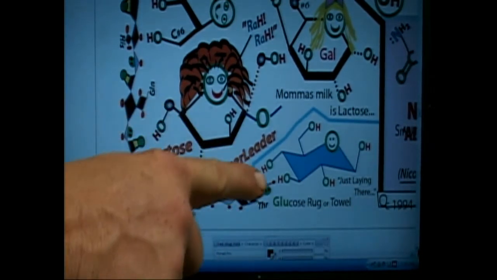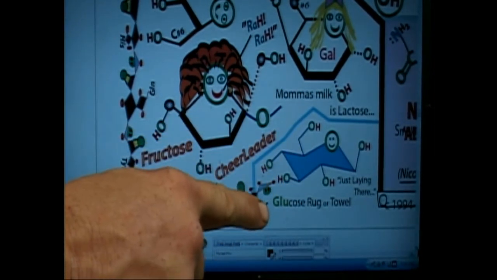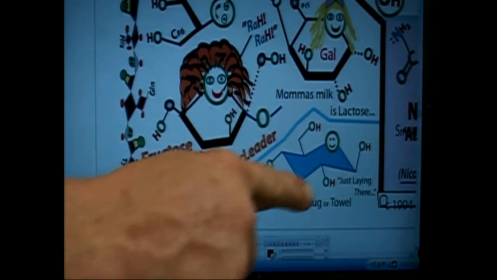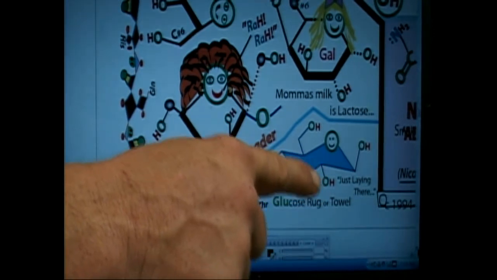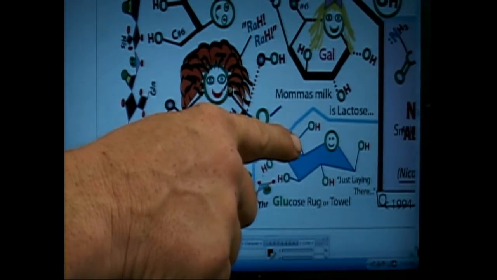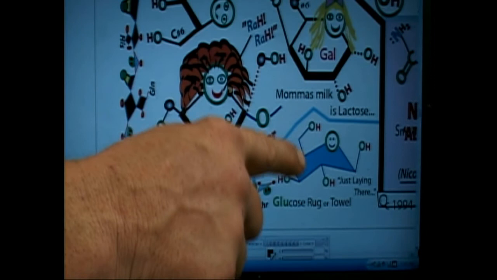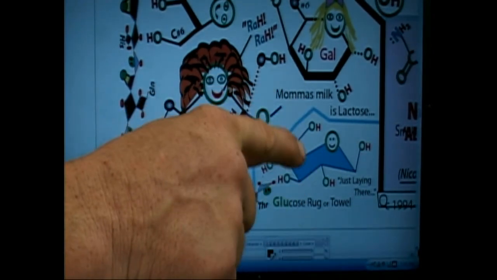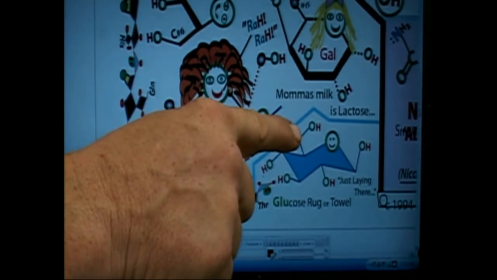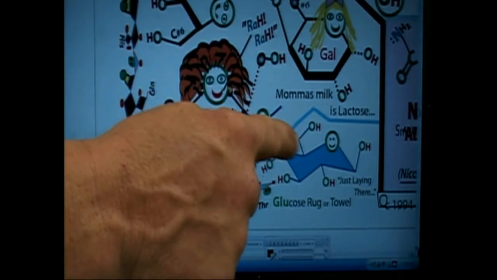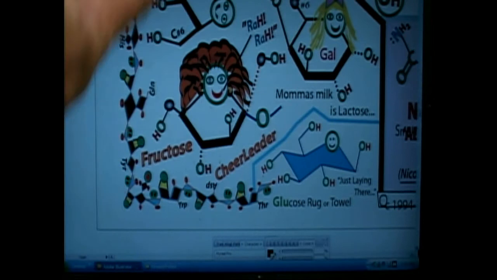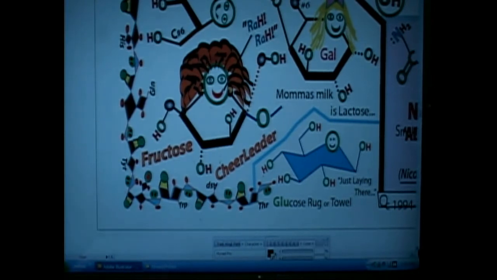So here's a glucose, call it the glucose rug or a towel. See the way it just lays there? So this is a good 3-dimensional structure to show where these carbons are going. There's that 5 carbon that's not in the ring, so that goes up and holds it. The H's aren't drawn on these. This is for chemists that really know their stuff, so we don't draw the H's in there because it's given that you pretty much know what they are.